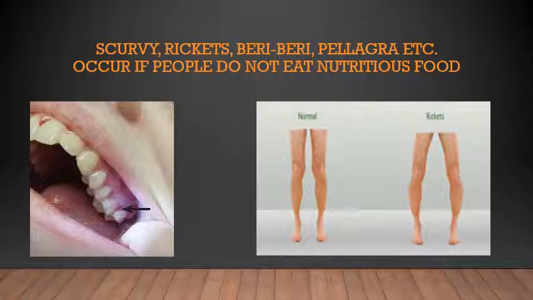Next, asthma, heart attack, diabetes, scurvy, and rickets are examples of non-communicable diseases. Here you can see the pictures: the first picture is for scurvy, the second is for rickets, showing how the legs change. Then beriberi, pellagra, etc. occur if people do not eat nutritious food. If you're not eating proper food, your body will not grow properly, and you cannot take care of your body properly later either. So it is better to eat nutritious food and stay healthy.